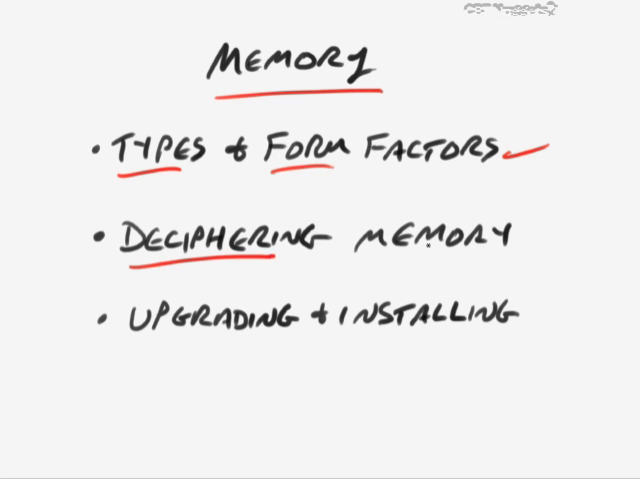I say that as if I know what the word nomenclature means, or if I can even pronounce it. Anyway, we also have deciphering memory here, where you'll take a look at some of the markings on memory and understand what that means. You'll take a look at what PC 3200 memory is, and what PC 8500 memory is, and all those kinds of things. And then we'll take a look at the actual upgrading and installing of memory as well.